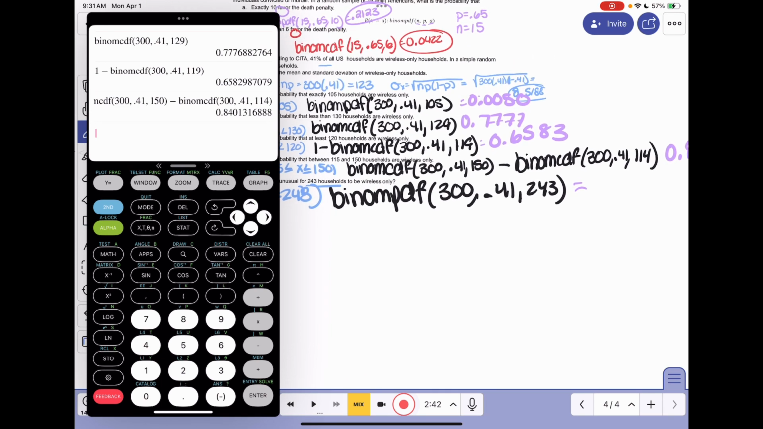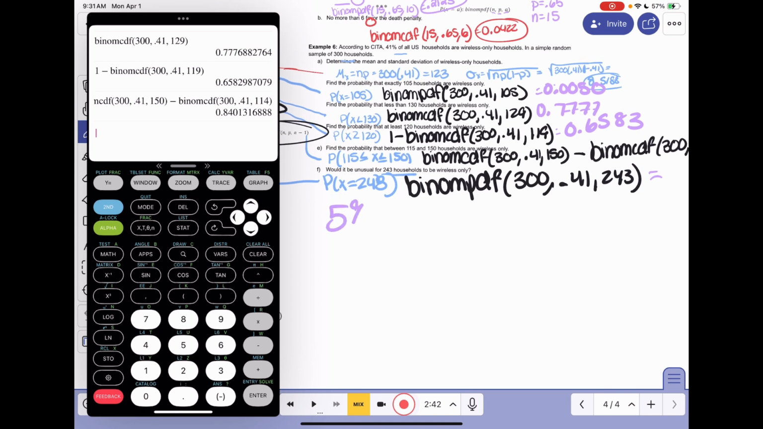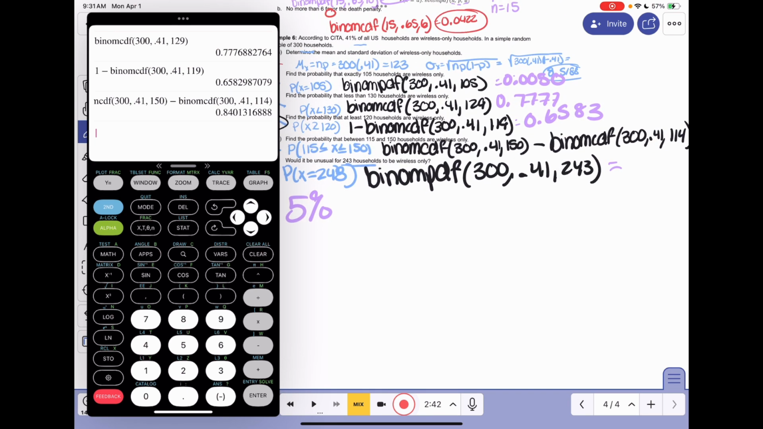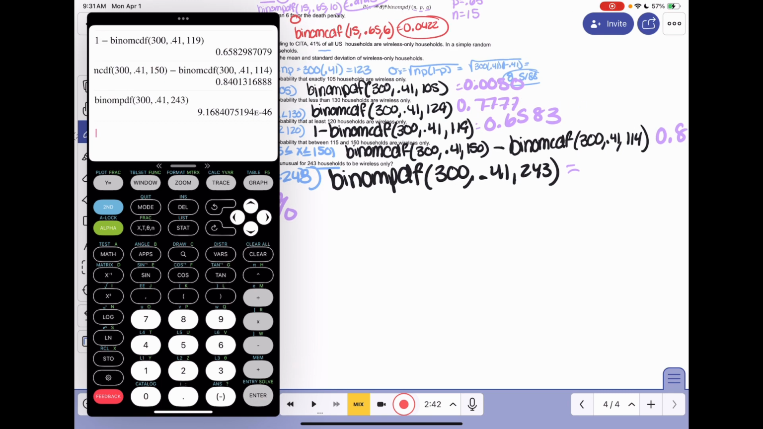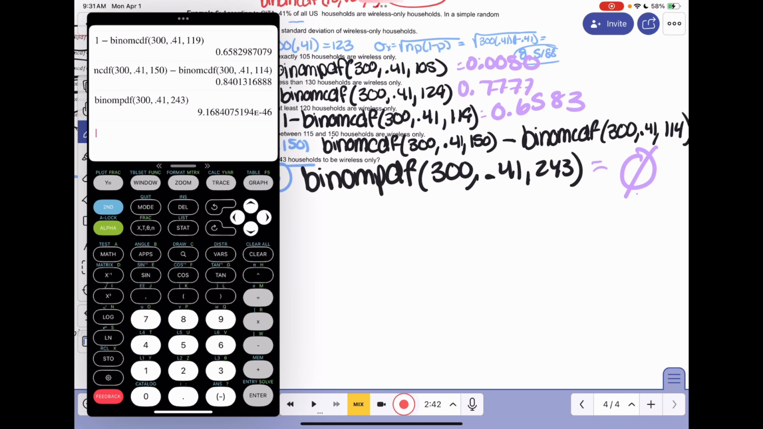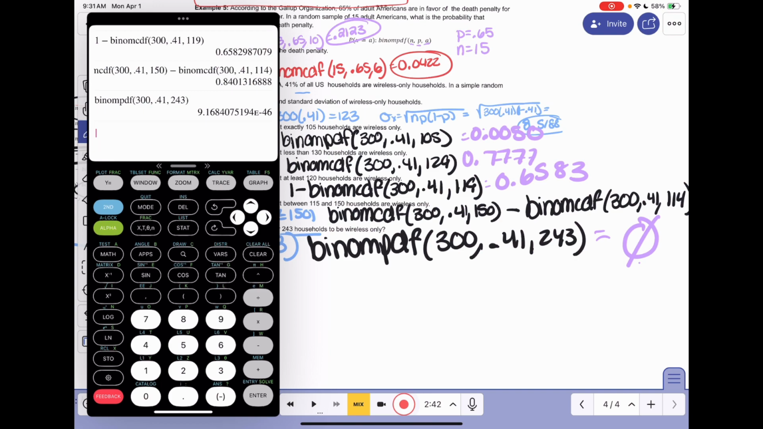And then the last one, if we're trying to do it's unusual, remember 5% is our guideline if we're not told differently. So we go back to our PDF. We do 300, 0.41, 243, and we get something to the negative 46. So that means we have pretty much a 0% chance of getting it because we'd have 46 zeros in front of that 9, or 45, yeah. So yes, 0 is less than 5%, so that would be unusual. So that's how you do binomial probabilities. Let me know if you have any questions.